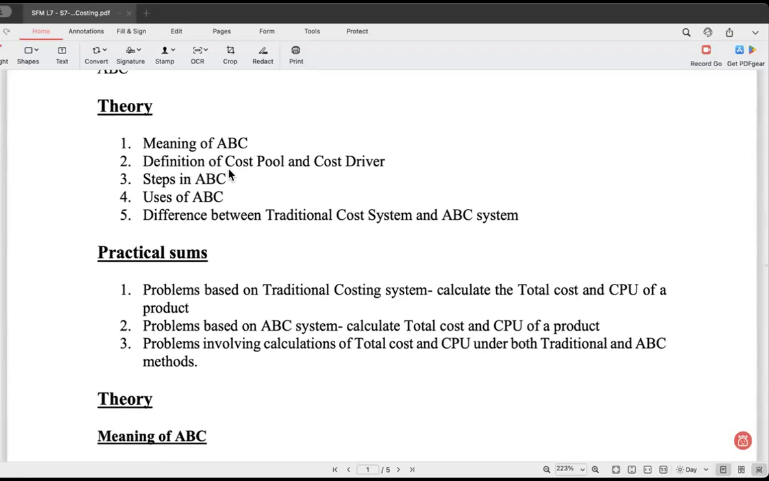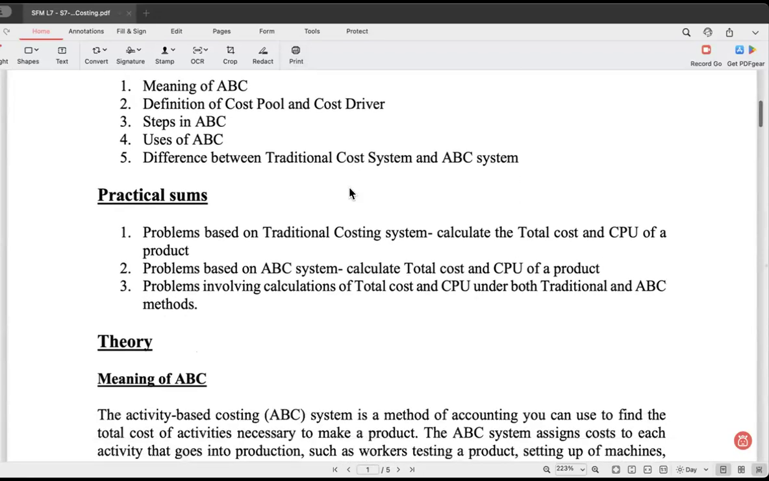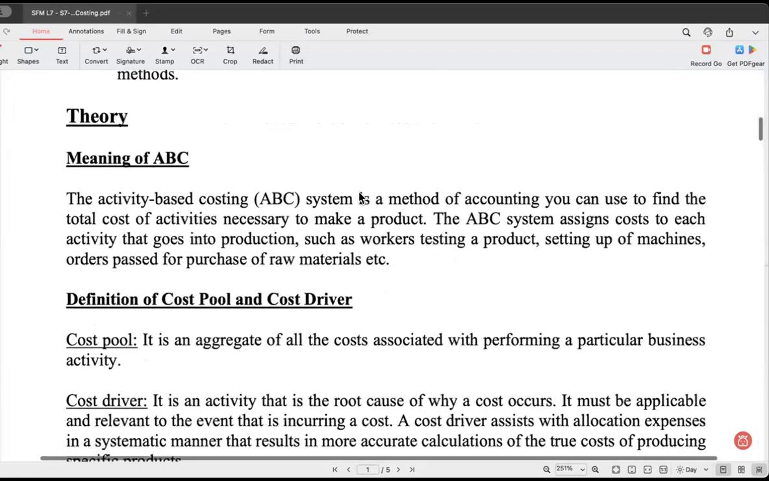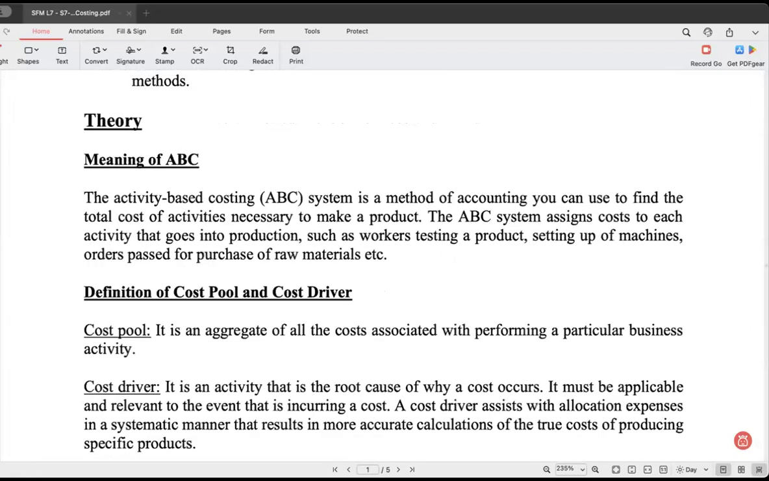And we've already learned about cost pool and cost drivers. I think I've introduced the definition, or explained the definition, twice. So I'm not going to touch that. So let's move on to the meaning of ABC. Before we learn about ABC, let me give you a brief description of the traditional costing system. What is the traditional costing system?